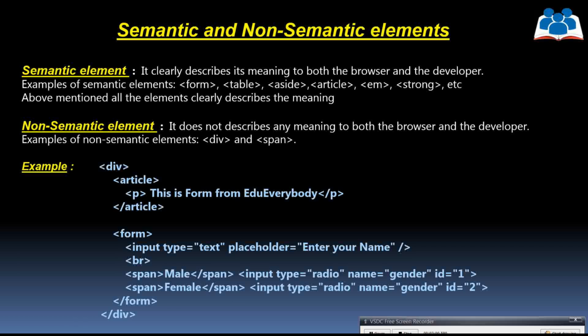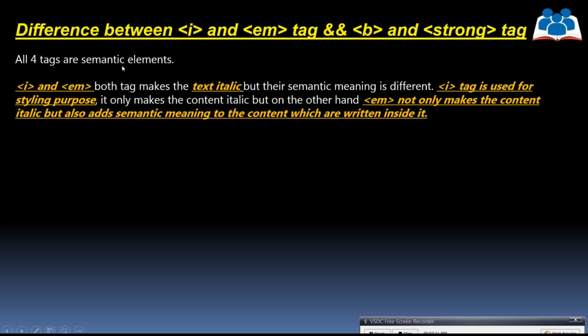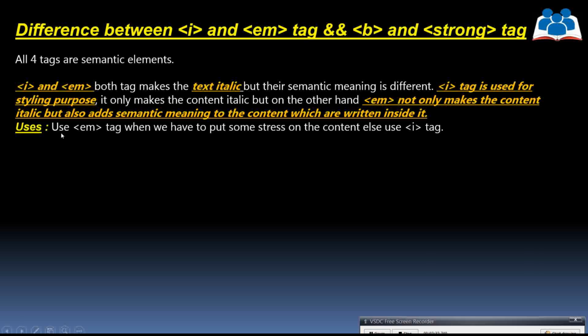Okay, so in the previous video I have told you that in the next video we will learn about I tag and em tag, and the difference between I and em, and the difference between B and strong. So all the four tags are the semantic tag. So I and em both make the text italic, but there is one difference between them. We will only make use of em tag when we have to push some stress on some content, else we use I.